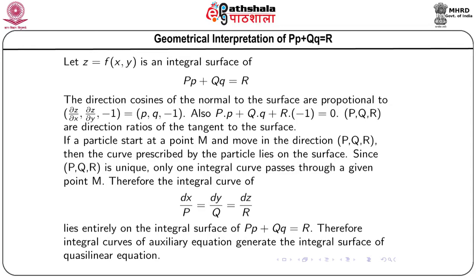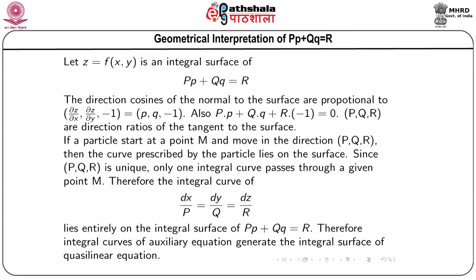Now, I want to give the geometrical interpretation of a quasi-linear first order differential equation, that means the equation capital P small p plus capital Q small q equals R. I want to show how the solution of a quasi-linear first order differential equation is related to a solution of simultaneous equation and what is the geometrical meaning of this relation. So, let us first take that z equals f(x, y) is an integral surface of the given quasi-linear equation Pp plus Qq equals capital R.